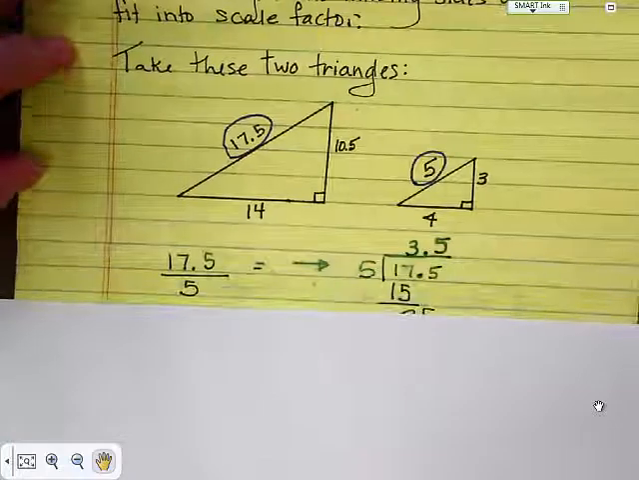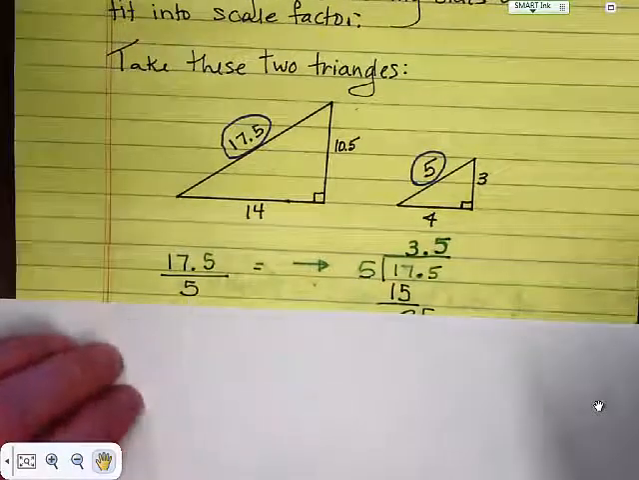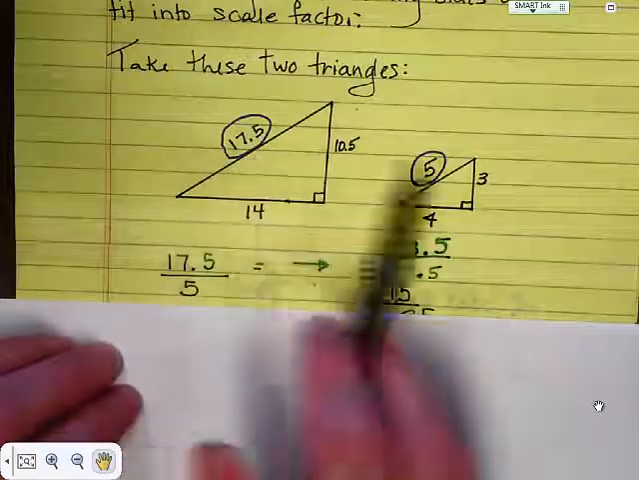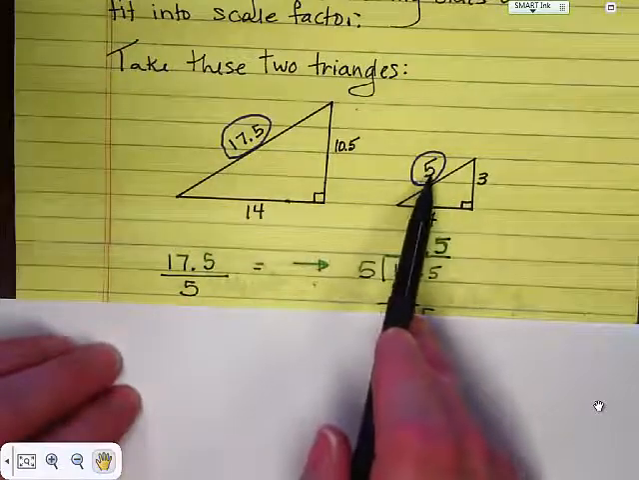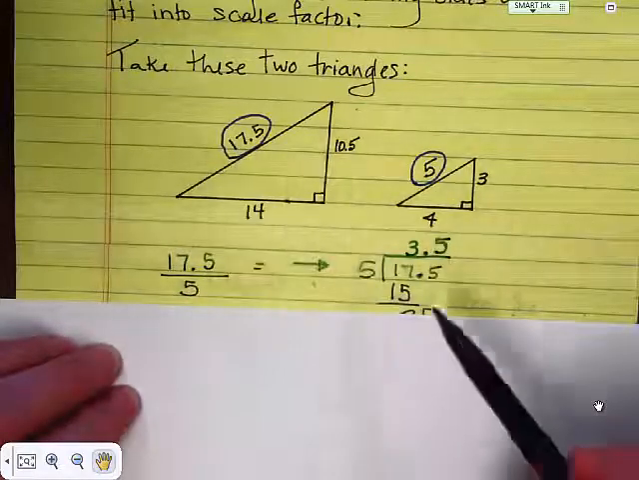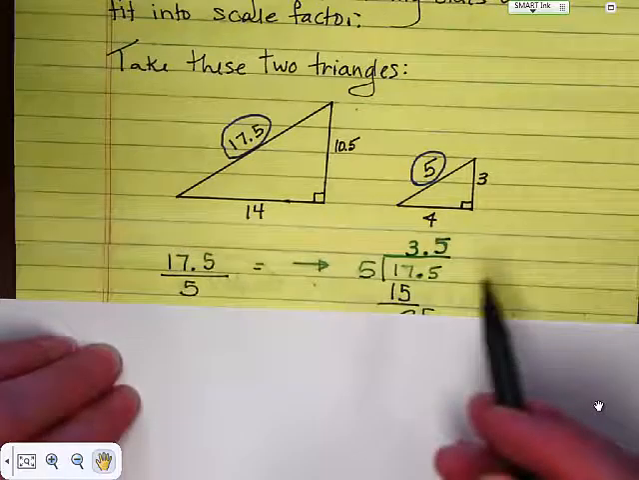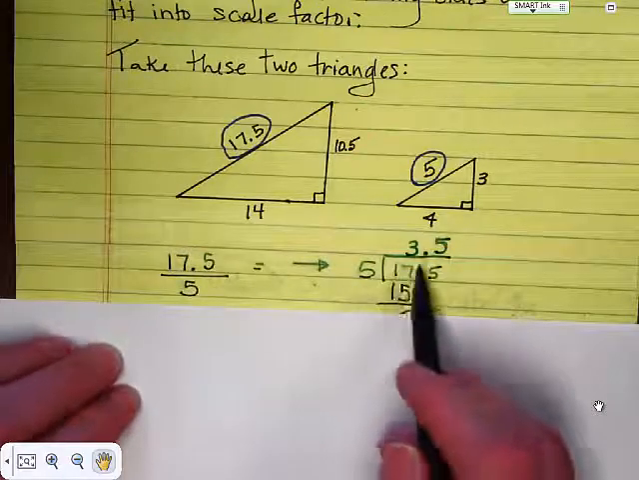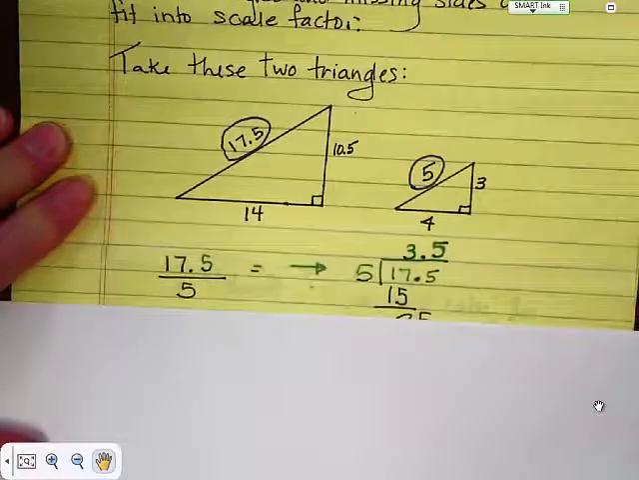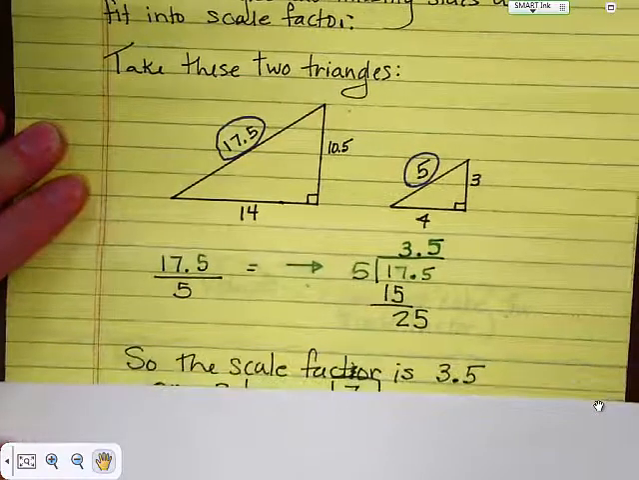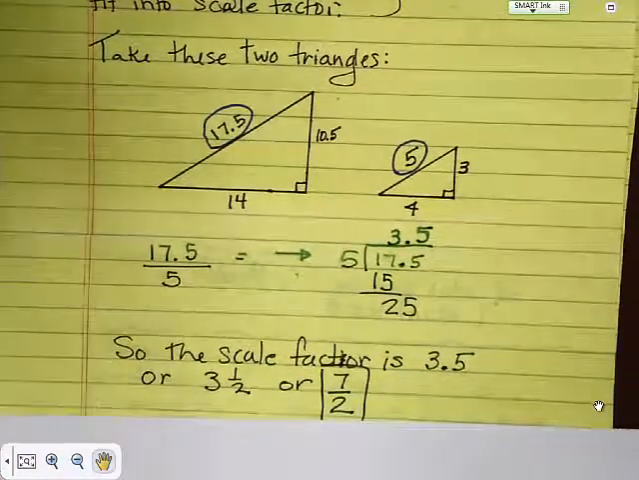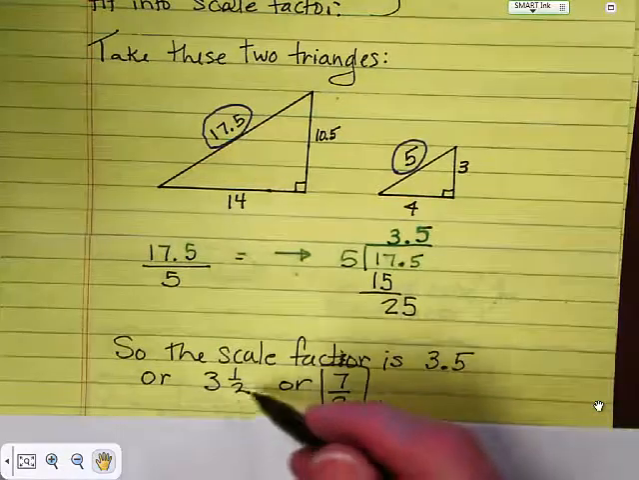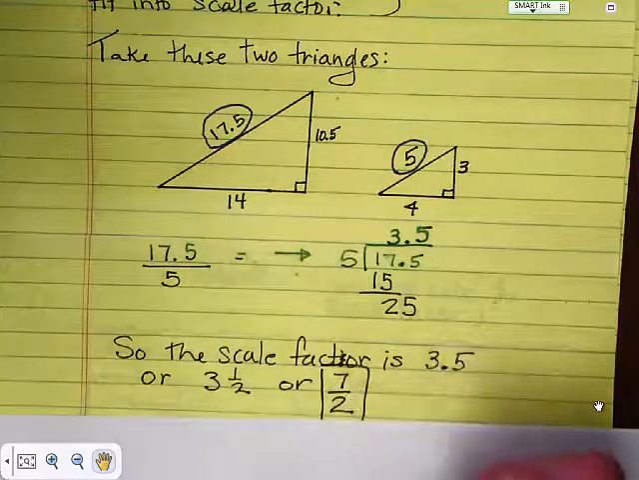I went 17.5 to 5. I want to know how much bigger this is. What do I have to multiply this by to get that? So I took 17.5 divided by 5, and I end up with 3.5 as my scale factor. So the scale factor is 3.5, or 7 to 2.